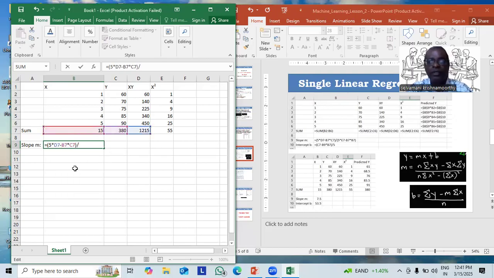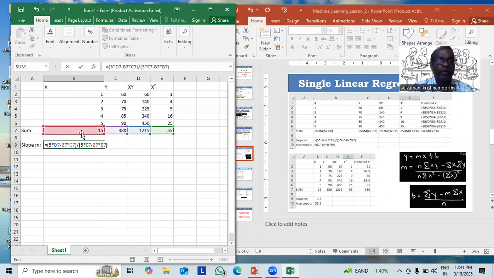5 D7 minus B7 multiplied by C7. Then divide by, once again, one more bracket here. N means 5 multiplied by sigma x square. Sigma x square is available under E7. Then minus again. Sigma x square means B7 multiplied by B7.